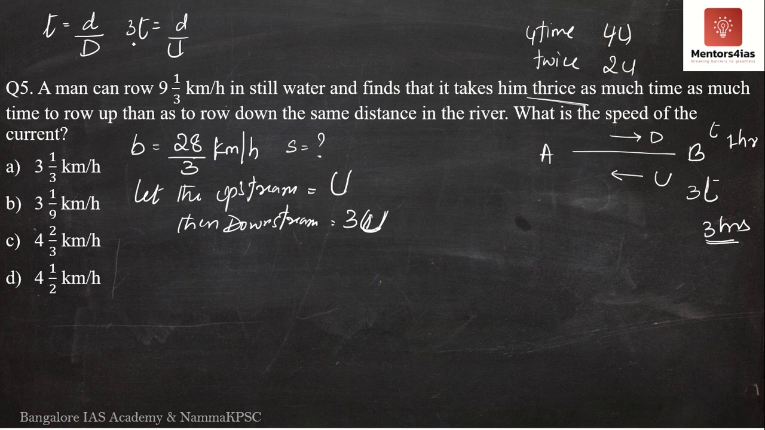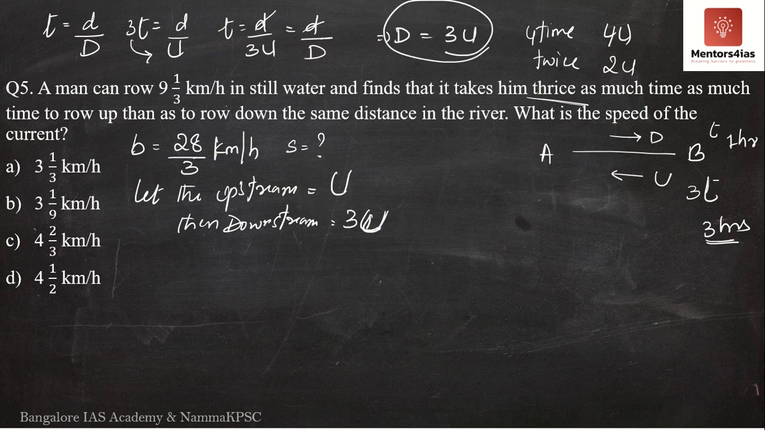So now I'm going to bring this 3 over here. What do I get? T is equal to D divided by 3u. Meaning T is equal to D by capital D, which is also equal to D divided by 3u. So can I write D divided by 3u is equal to D divided by capital D? D and D get cancelled. Capital D is nothing but 3u. Therefore, the downstream speed, capital D, is equal to 3u.